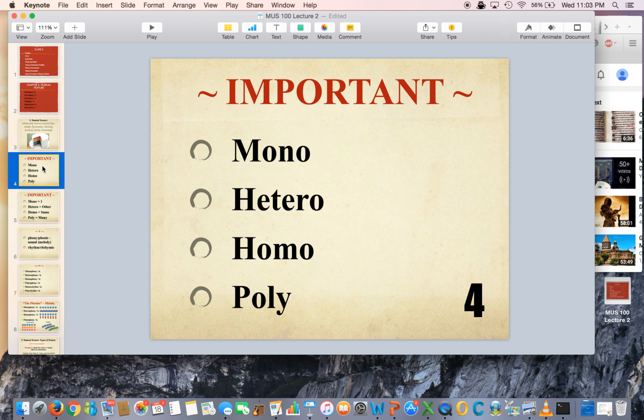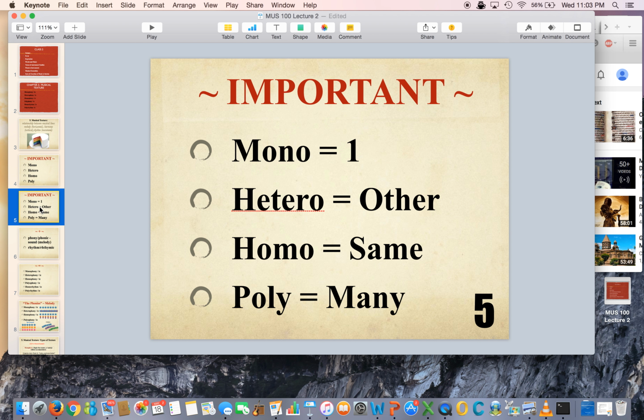So the first thing you need to understand to learn those words is that you have a prefix. These are your 4 word prefixes that you need to know: mono, hetero, homo, and poly. You probably already have an idea what those mean, but I'll explain them to you. Mono is one. Hetero means other. Homo means same, and poly means many. Okay? One, other, the same, or many.